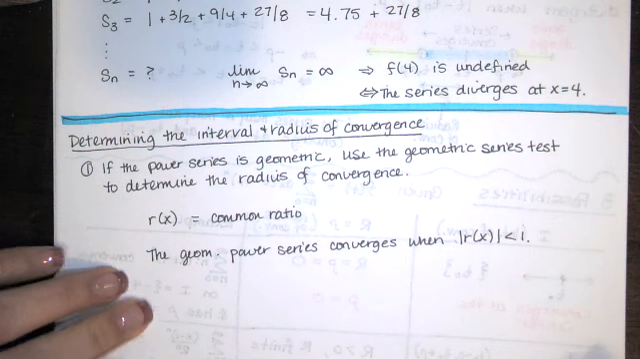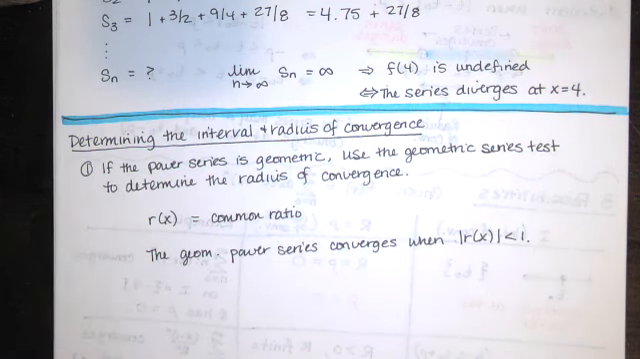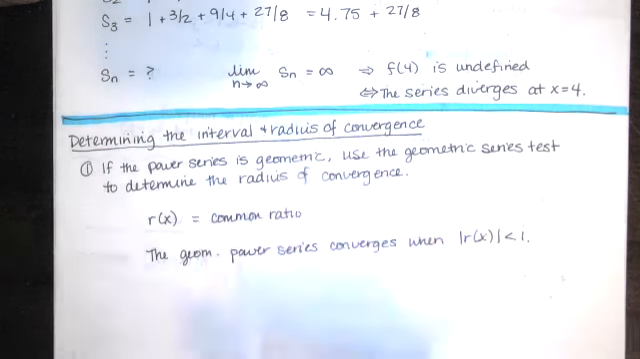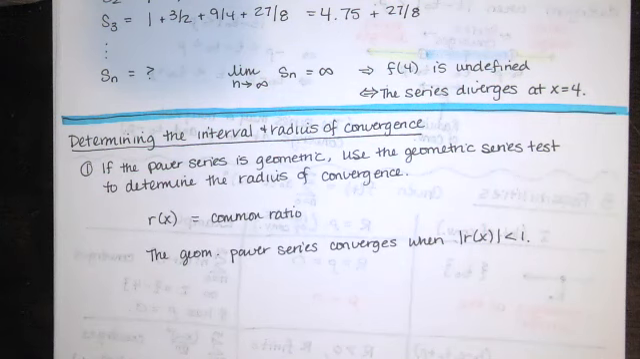Once you have that interval of x values, you could just take the length of the interval, divide by 2. That's going to give you the radius of convergence. The interval itself is, of course, the interval of convergence, the open interval of convergence. And you have to test the endpoints.